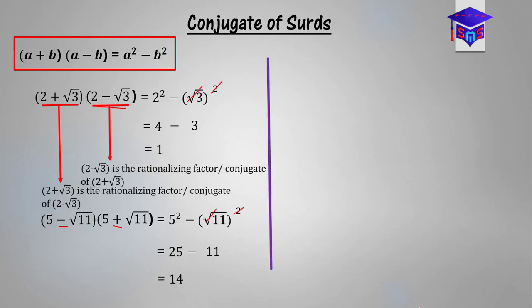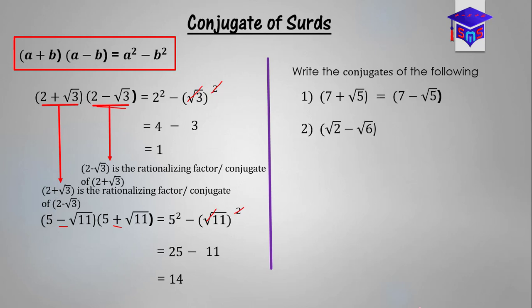Alright, so let's try and write the conjugate of the following. If we have 7 plus root 5, what do you think the conjugate will be? Try yourself. Pause the video and try and write the conjugate. Good. The conjugate of this will be 7 minus root 5. Just change the sign. And then if you have root 2 minus root 6, what will be the conjugate? Yes, the conjugate will be root 2 plus what? Root 6. Also, if we have root 5 plus 2 root 7, the conjugate is going to be root 5 minus 2 root 7.